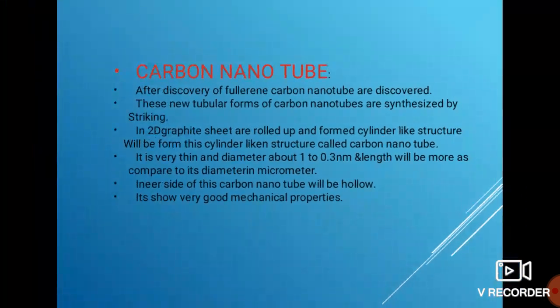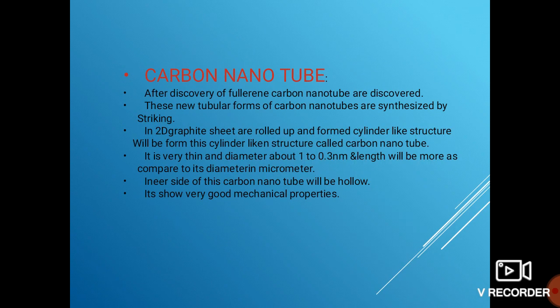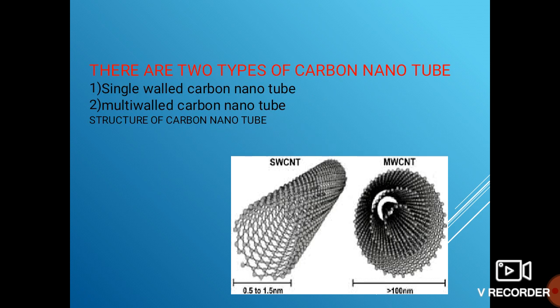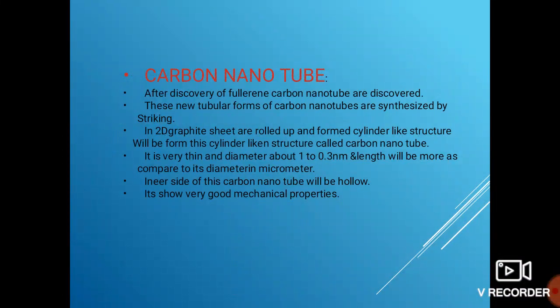Now next, carbon nanotube. It is also called CNT for short. And how to prepare CNT? Let's see. After the discovery of fullerene, carbon nanotubes were discovered. These new tubular forms of carbon are synthesized by streaking. When a 2D graphite sheet is rolled up, a cylinder-like structure is formed. This cylinder-like structure is called a carbon nanotube.